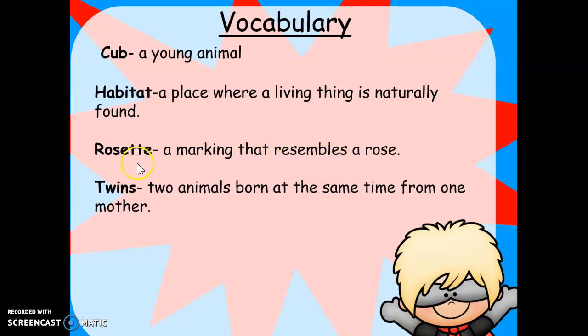Now here, guys, remember our reading strategy when we chunk words. Even though this is an unfamiliar word, we can still see the word rose, and we also see the word set. So remember, chunk the unfamiliar words. Our next vocabulary word is going to be twins. Two animals born at the same time from one mother.